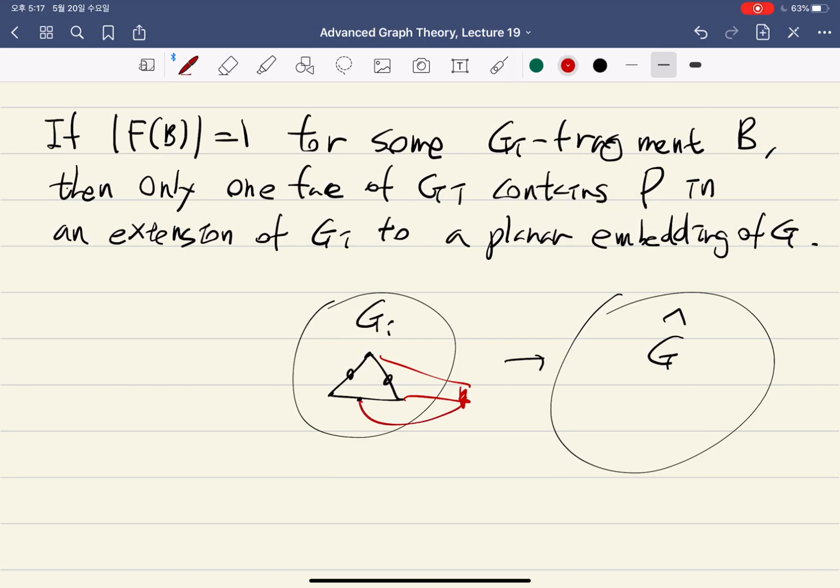so this is one fragment, then in this embedding, so this is B and this is F, and F of B is exactly F, means that in this extension, this is already here. That means if you choose this P that we want to embed, then that's already inside of here.